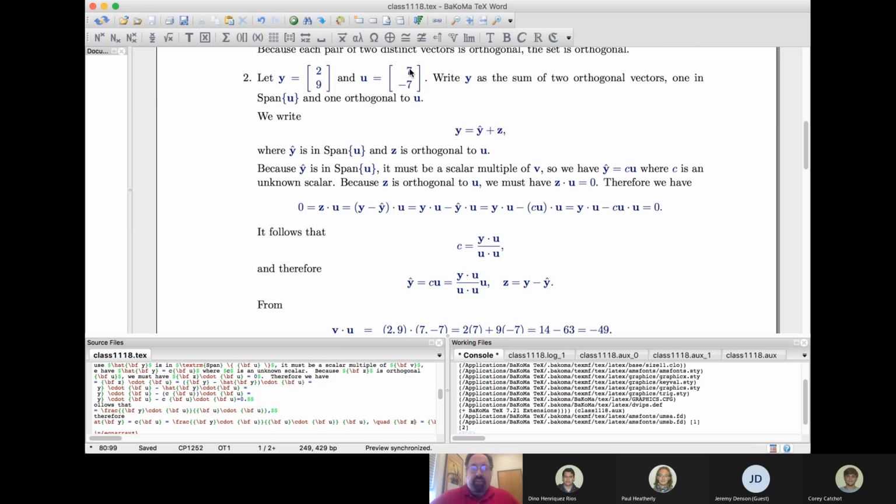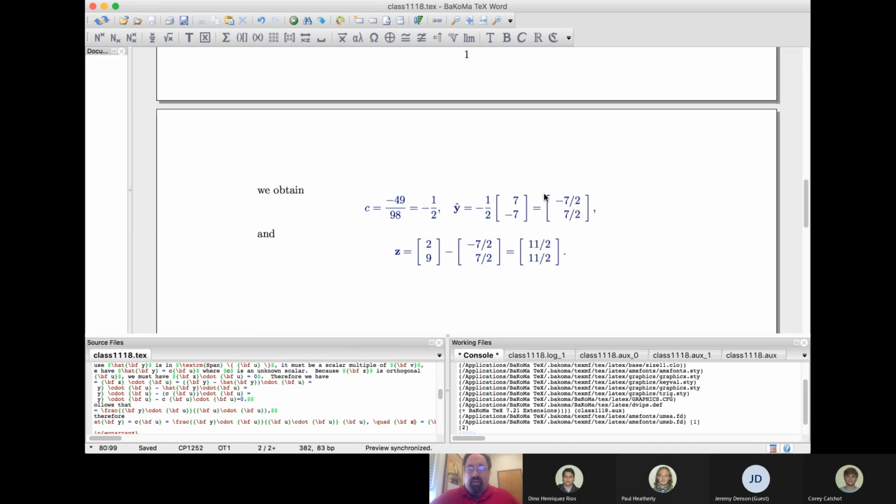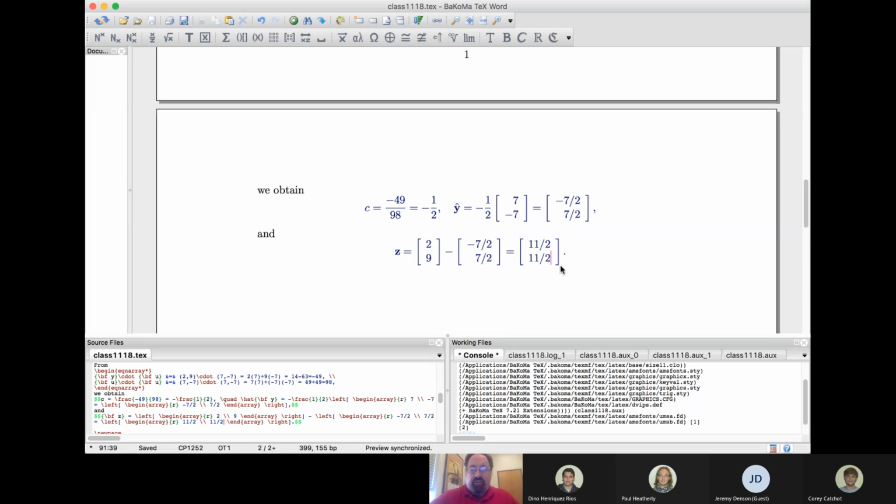Any multiple of u has to have these two components negatives of one another, because that's what u has. Once we have y hat, we just subtract it from y, and this is our vector z. So this vector z, because of how we computed y hat, is guaranteed to be orthogonal to u. And you can see if you took the inner product of these two vectors, you would in fact get 0.